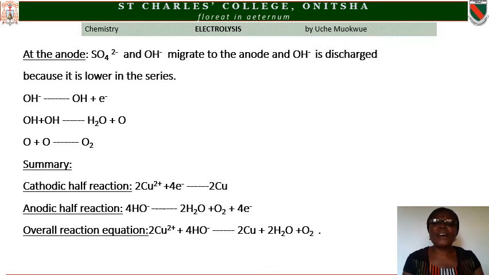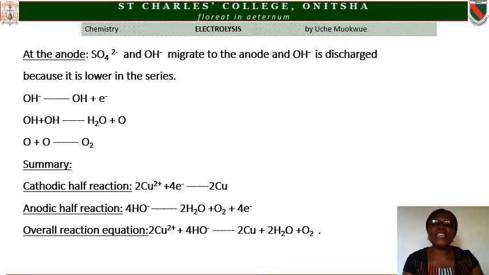Summary: cathodic half reaction. At the cathode, copper 2 gains 2 electrons and is discharged as copper metal. Anodic half reaction: hydroxide ion loses 4 electrons and is discharged as 2 molecules of water and a molecule of oxygen. In the overall reaction equation, copper 2 ion reacts with hydroxide ion to form copper metal, water, and the oxygen atom.